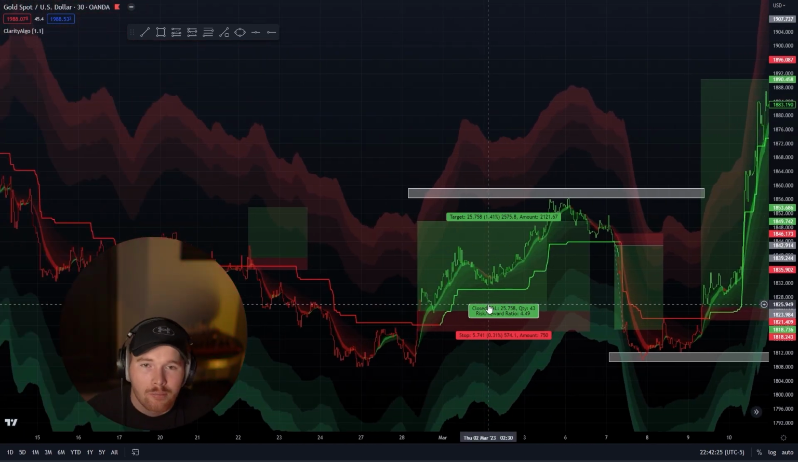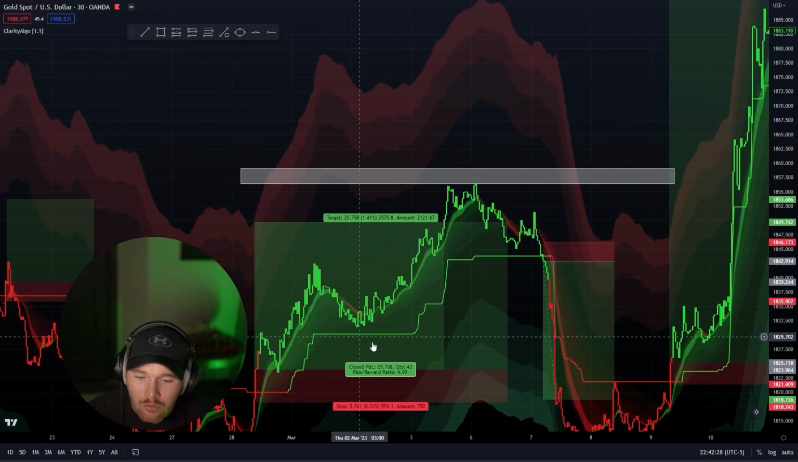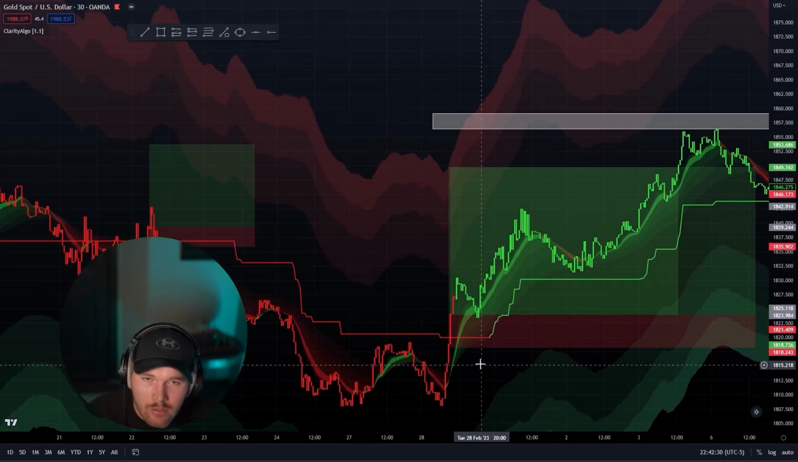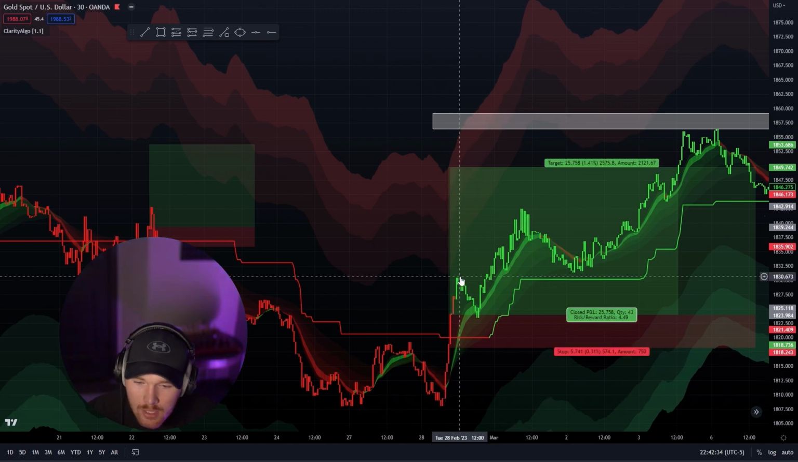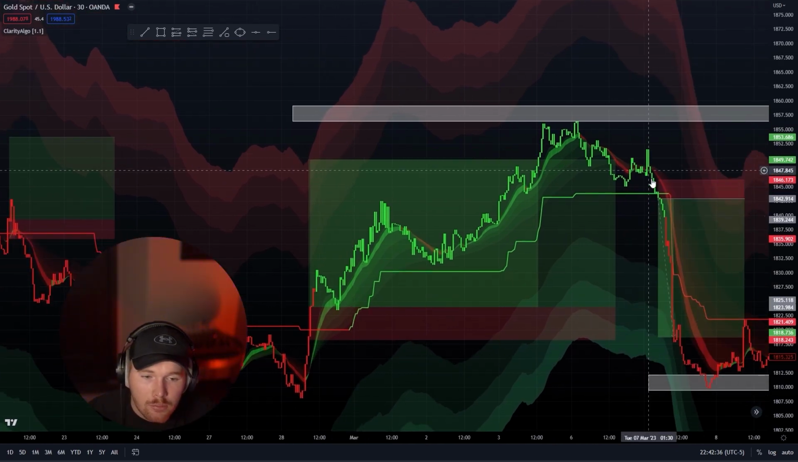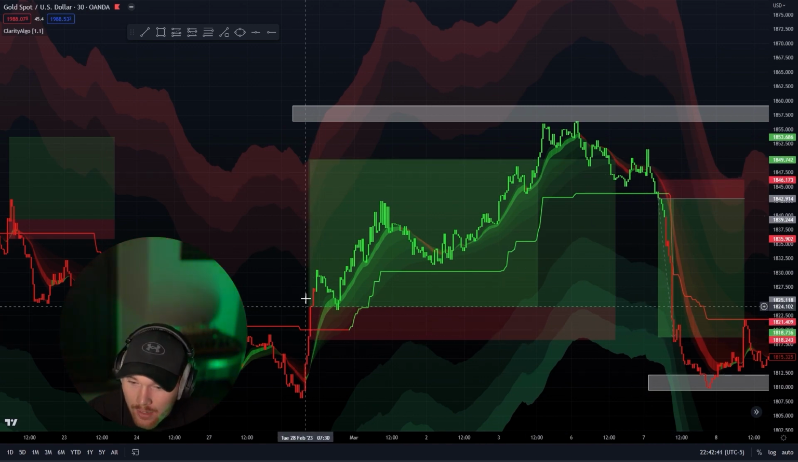And guys, the confirmations are this. There's only 3, so you can be patient and wait for these 3 things to line up. The very first thing is we have a clear push to the upside if we're looking for buys, and a clear push to the downside if we're looking for sells. Right here, I had that clear push.